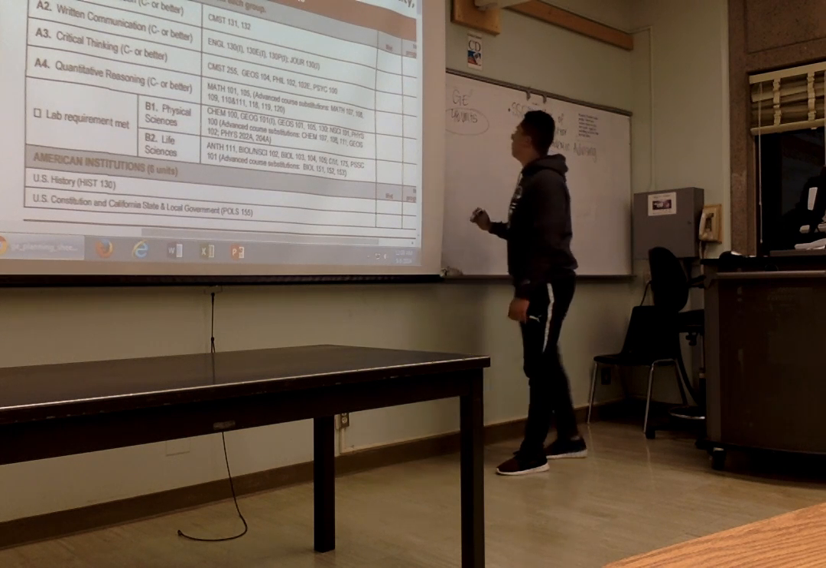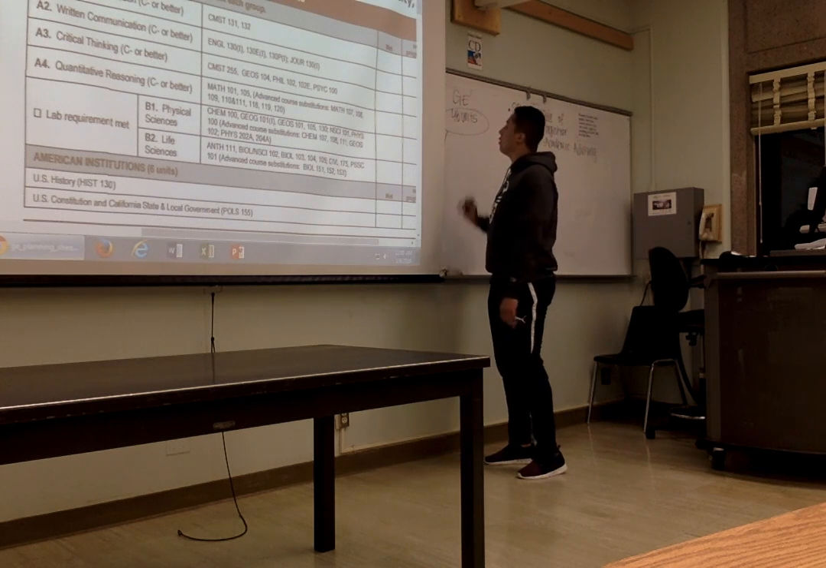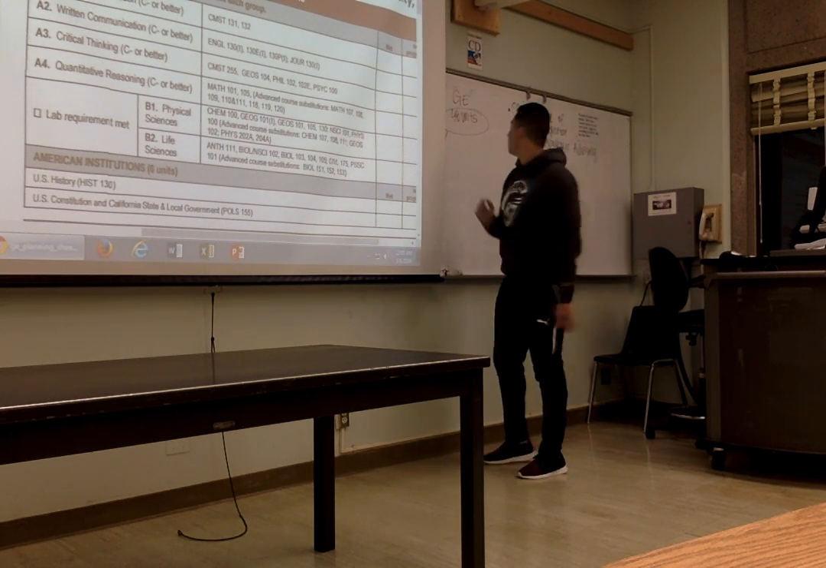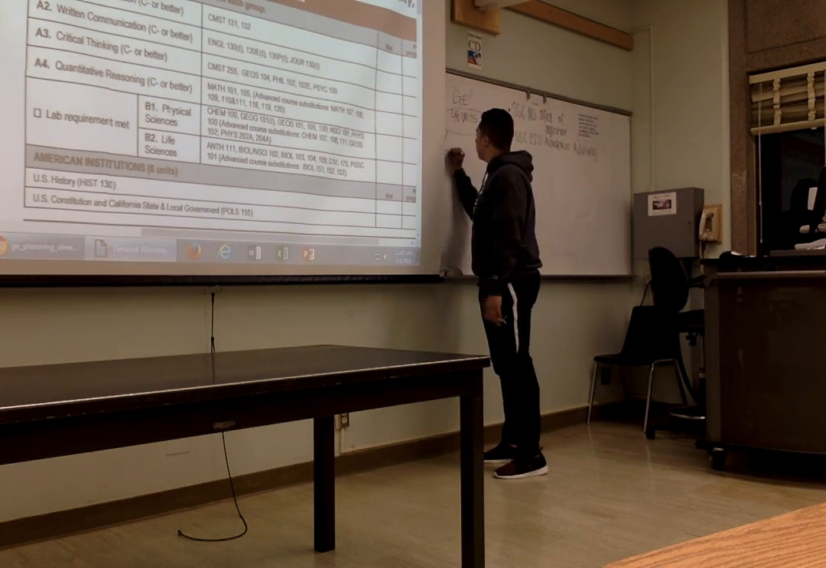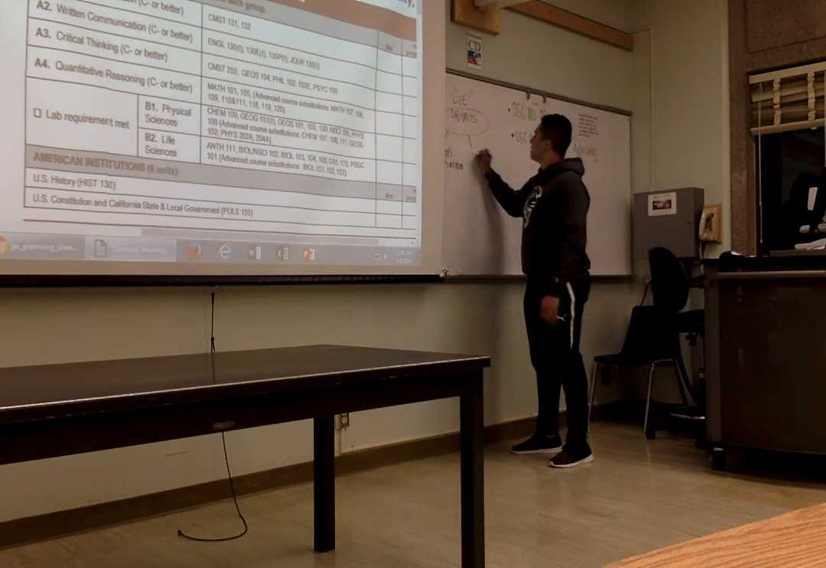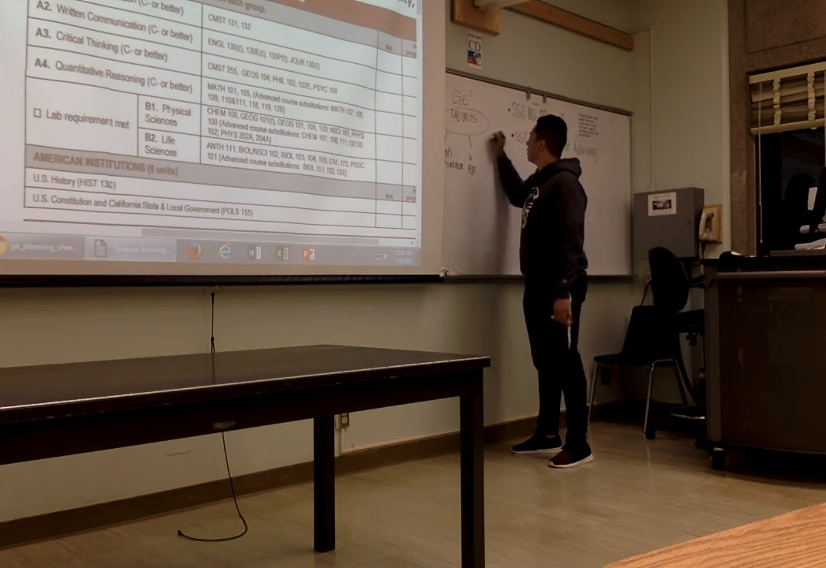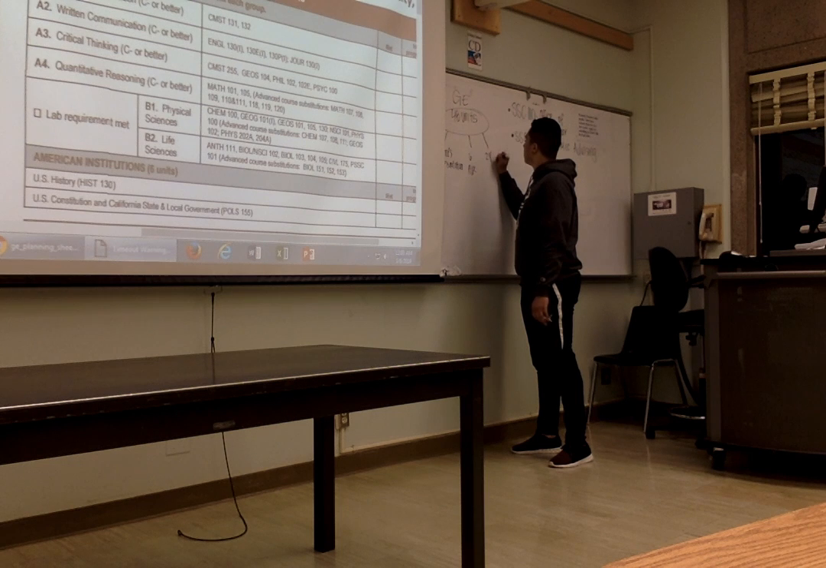It's a big old bubble. There's 3 components within these 48 units. The first one is 18 units for foundation. It's 6 units in air, American institution, and then it's 24 units in your breadth pathway.